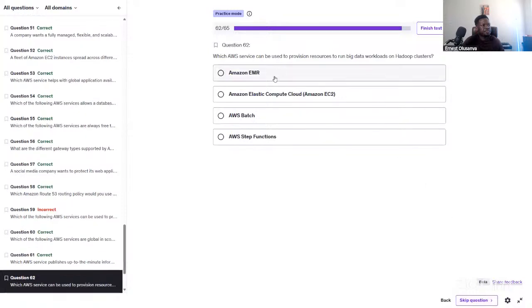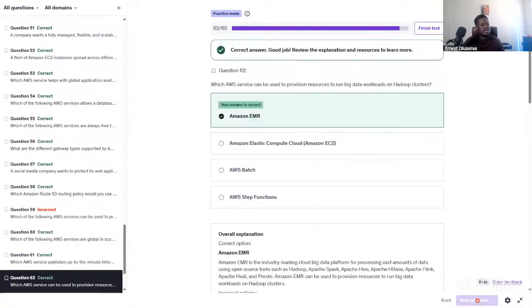Next question. Which AWS service can be used to provision resources to run big data? When you see big data and you see Hadoop clusters, you should be thinking EMR immediately. Elastic MapReduce. So Elastic MapReduce works with Hadoop clusters. That's just a simple question that you just have to know factually what it means. And that's the correct answer here.